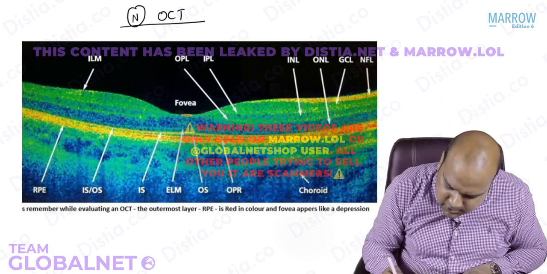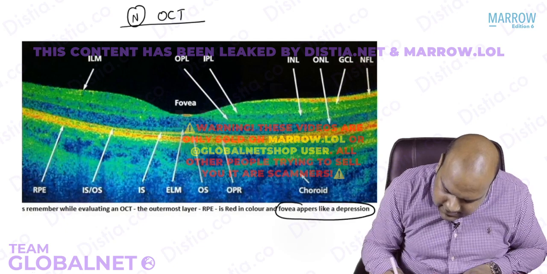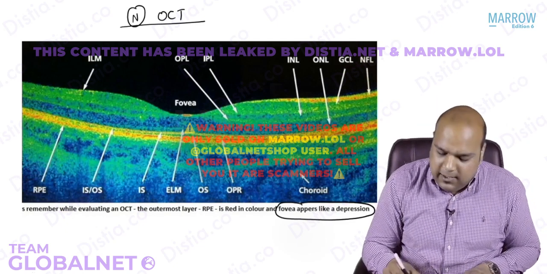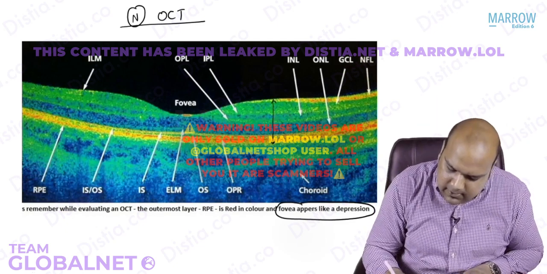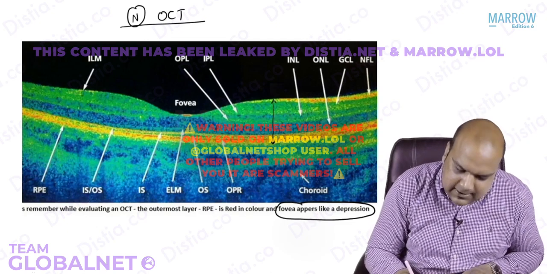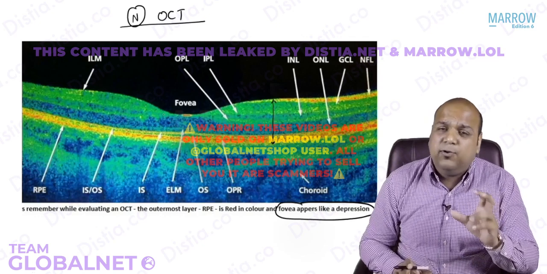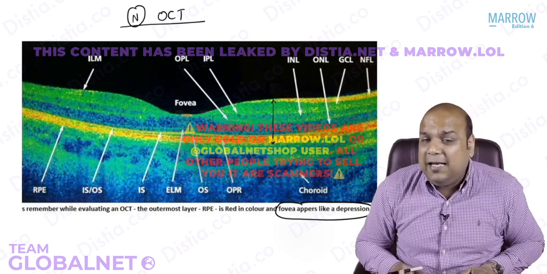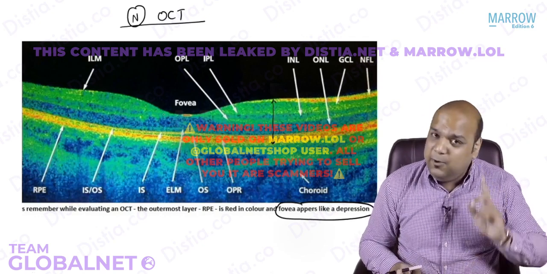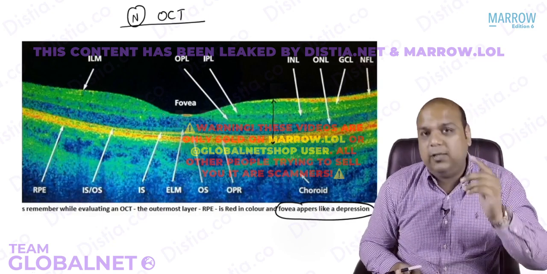First of all, we should see that the fovea appears like a depression. Everybody, you will be able to see this is my normal retina, but where the fovea is, it is a depression. The fovea will appear like a depression because in the foveola, that is the center of the fovea, the ganglion cell layer is absent. I hope you remember this through your anatomy. If not, then I have told you here.